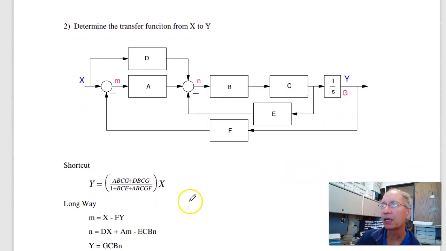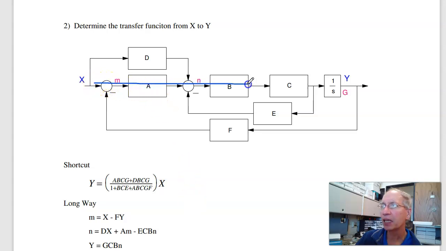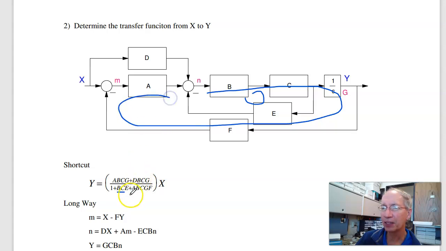Problem 2. Another block diagram. Find the transfer function from x to y. Again, the shortcut: the first path from x to y is a, b, c times g. I'm going to call that g to make it easier. Here's the second path, d times b times c times g. That's the numerator. Denominator is 1 plus the loop gains. So here's one loop, BCE. Here's the second loop, BCGFA. And that's all I can see. So I think this is the answer.